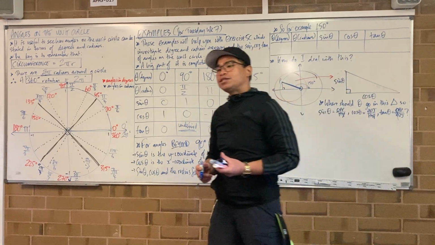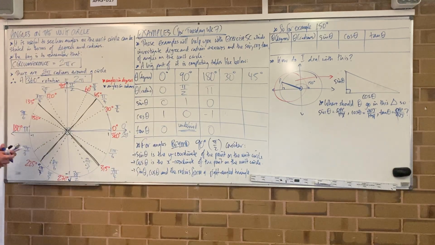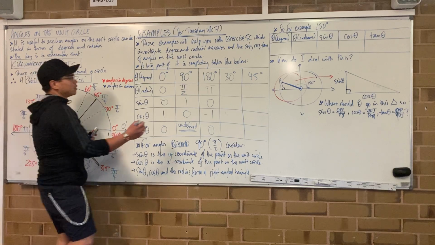Now let's think of 30 degrees. Here, this is where you'll need your calculator. So, 30 degrees is what? Pi on 6?